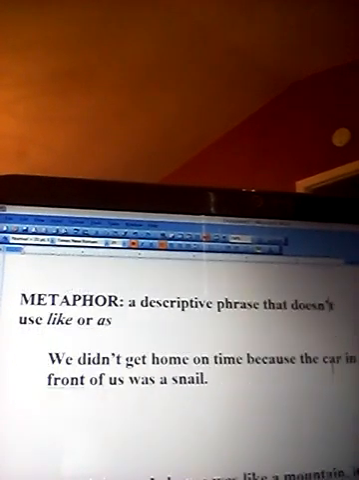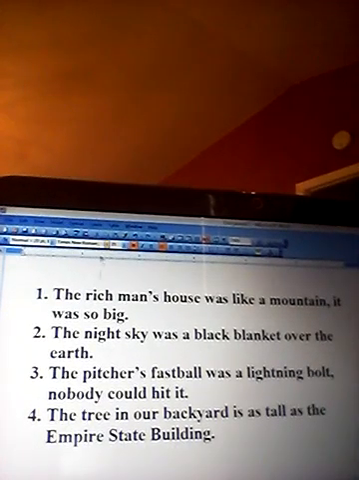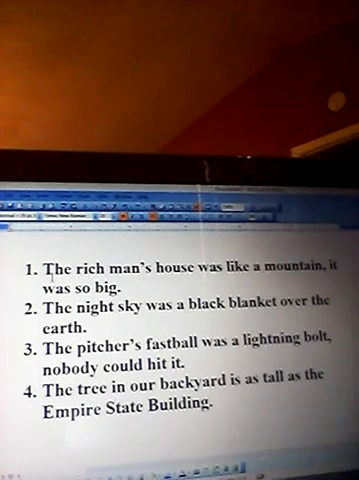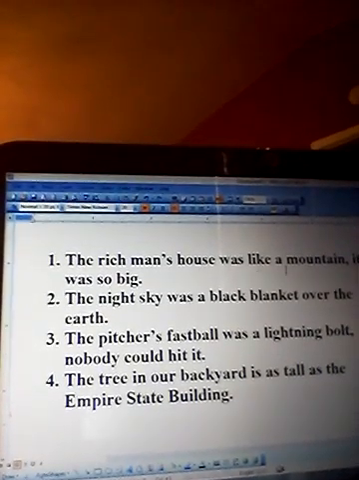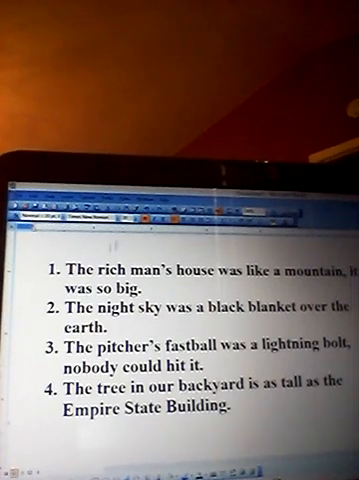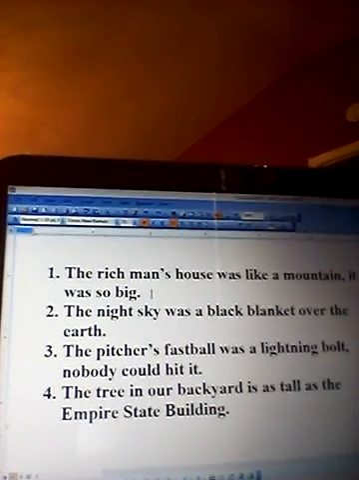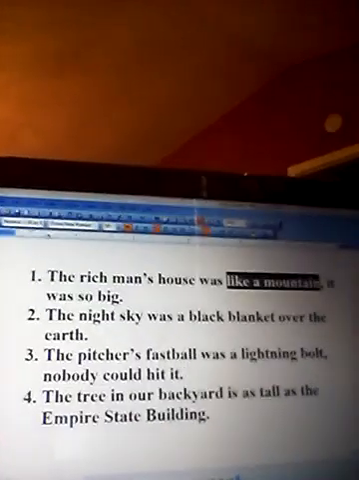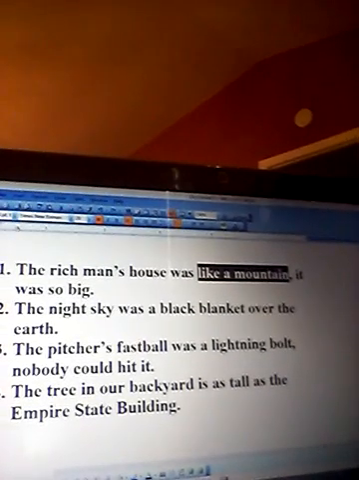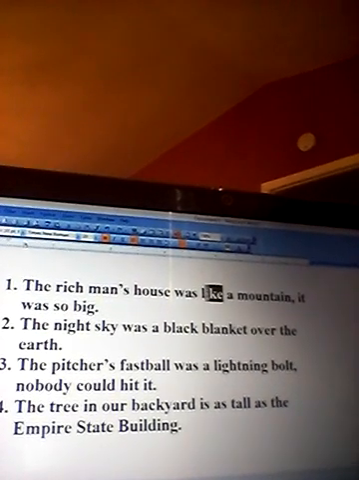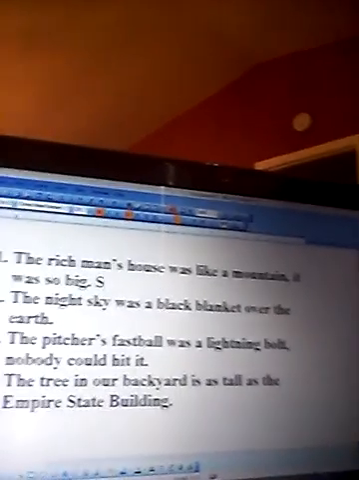Now, here's examples of each one, and I didn't label them. I'm going to see if you guys can figure out what each one is. Let's take a look at number one. It says, the rich man's house was like a mountain. It was so big. What are we talking about? We're talking about a rich man's house and how big it was. How big was it? Well, it was like a mountain. It was that big. Granted, an exaggeration, but it's explaining how large the house is. And because of the word like, it is a simile. I'm going to put an S right there for simile.